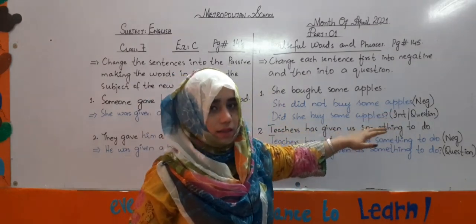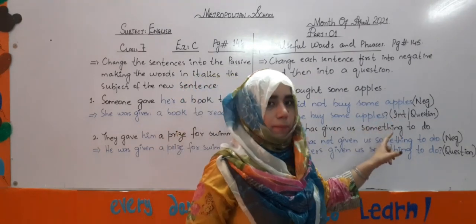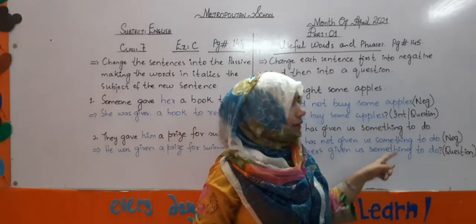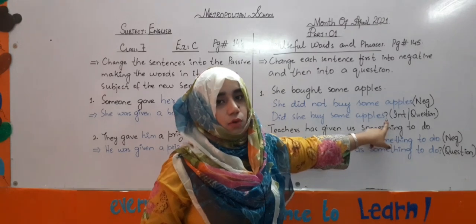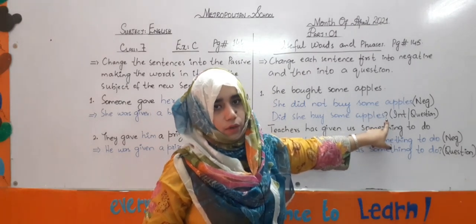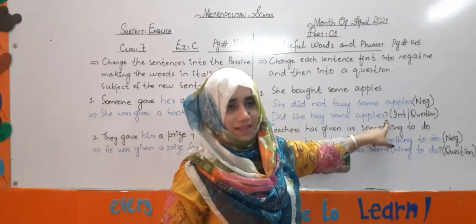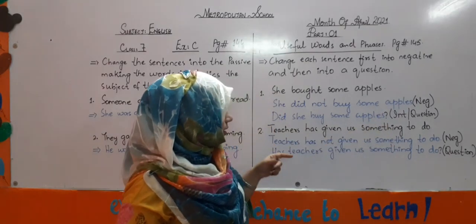So this is the question, and what you will have to do, which is very important and people mostly forget, is to put the question mark. This is the most important thing, that you have to put the question mark at the end of the sentence, right? If you are making a question sentence.